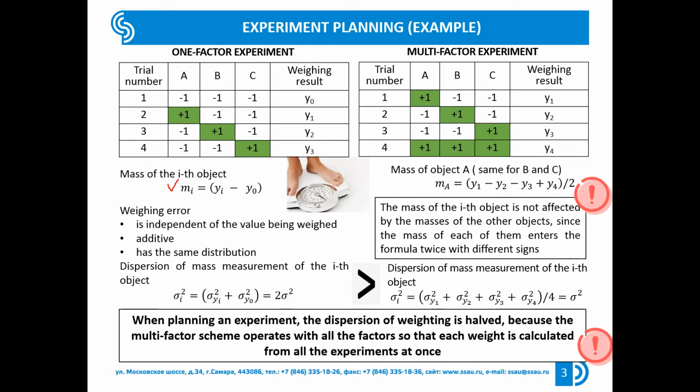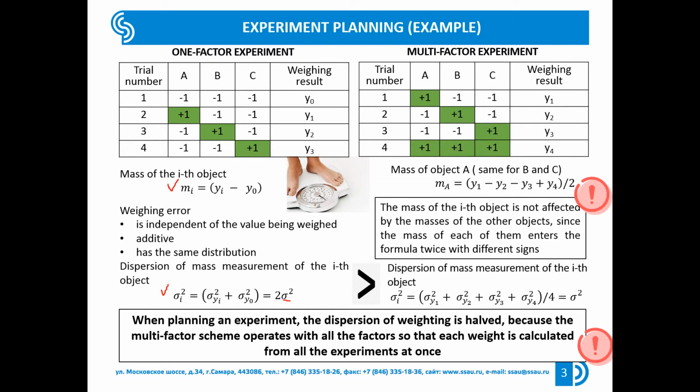The weighing error is assumed to be independent of the quantity being weighed, additive and having the same distribution. Then the dispersion of the mass measurement of the i-th object is this, where sigma is the dispersion of any weighing. Let us now conduct this experiment according to a different scheme, given by the planning matrix in the table on the right. In the first 3 experiments, objects A, B, and C are weighed in sequence, and in the last experiment, all 3 objects are weighed together.